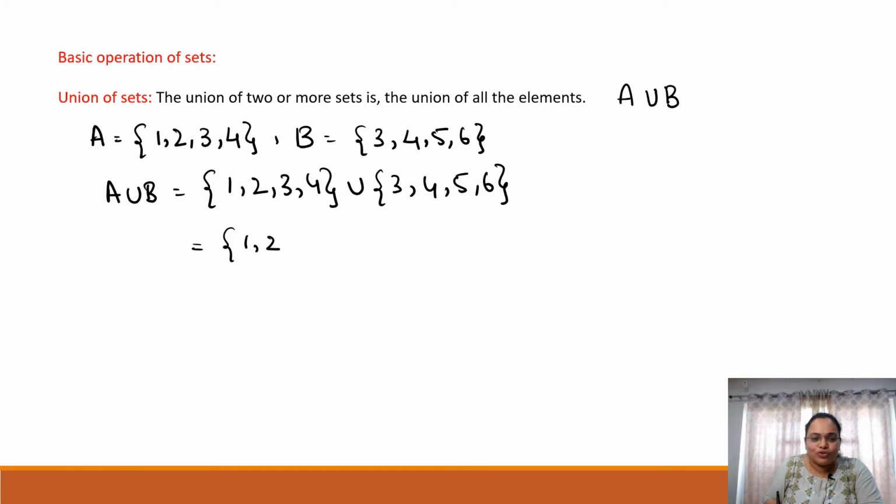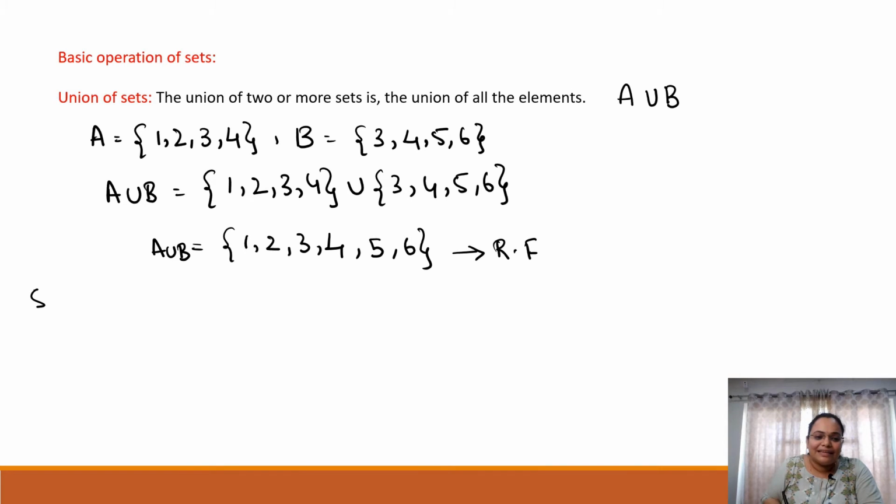1, 2, 3, 4. In set B, 3 and 4 are already present in set A, so we are not repeating the elements. So I am just taking 5, 6. So this is A union B. This is in the roster form.